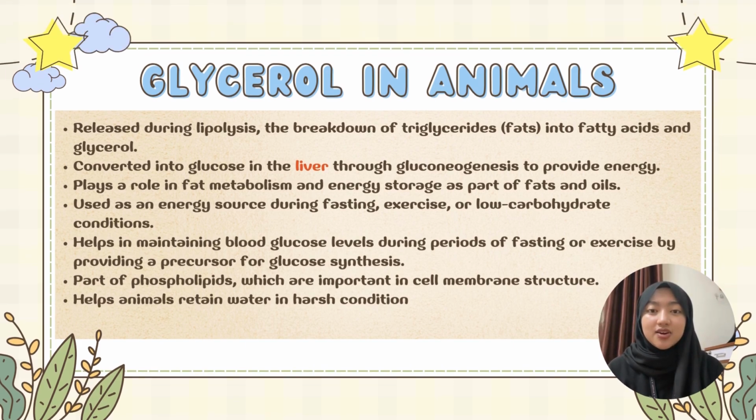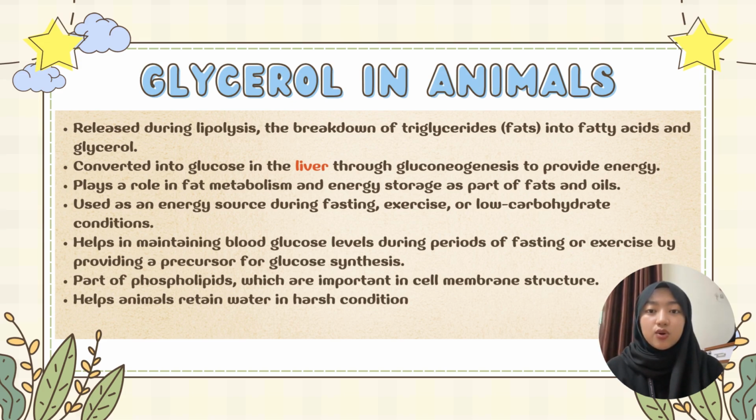In animals, glycerol is an important part of fat metabolism. It is released during the breakdown of triglycerides, which is fats, into fatty acids and glycerol. This process is known as lipolysis. Glycerol is then transported to the liver where it can be converted into glucose via a process called gluconeogenesis, which provides energy for the body. For example, in humans, glycerol is released from adipose tissue when the body needs energy, particularly during fasting or prolonged exercise. The glycerol released is converted in the liver to glucose to provide energy for cells, especially in the brain.